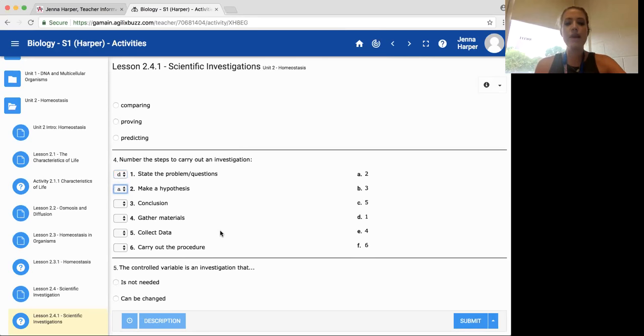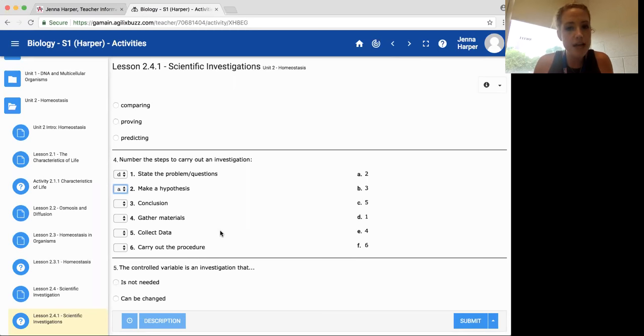The next thing: we have our problem or question, and we've come up with our hypothesis, which is that we think there's this many. Now, what do you think the next step is in the scientific method? Okay, Rachel, yes, gather materials. I can't actually start an investigation until I have gathered all the materials for the investigation.